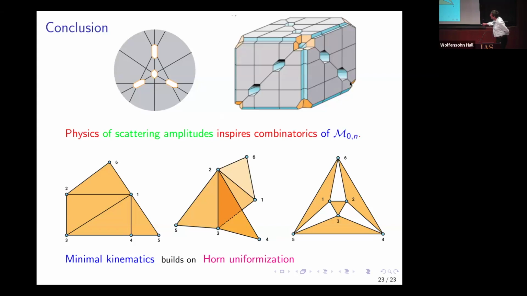So I gave a bit of a review and an introduction to minimal kinematics here on the M0n case, but you can do this on other spaces. But one message is that minimal kinematics builds on a beautiful work of Gelfand, Kapranov, known as Horn uniformization.